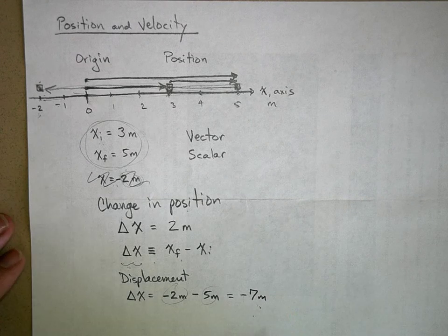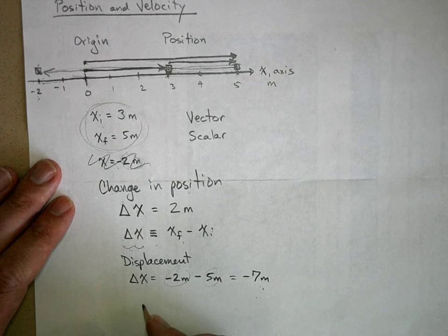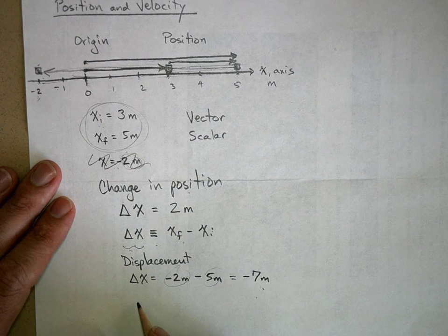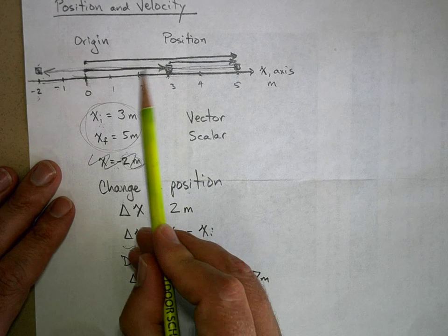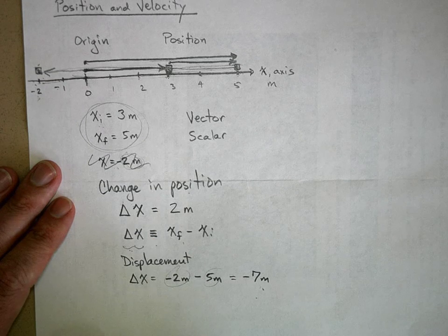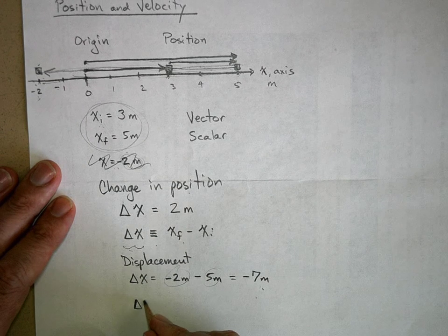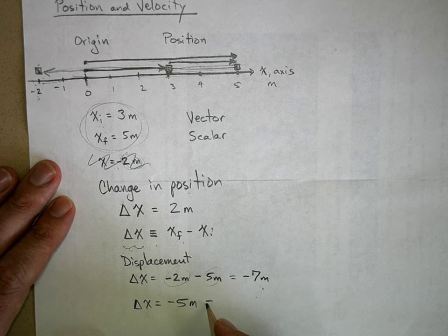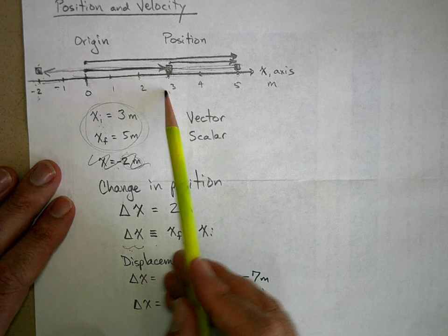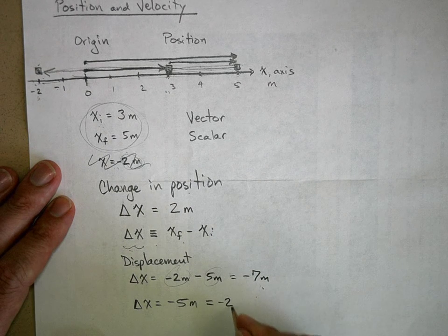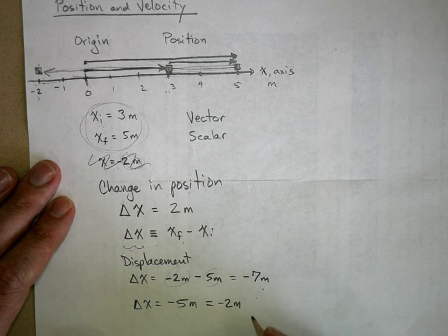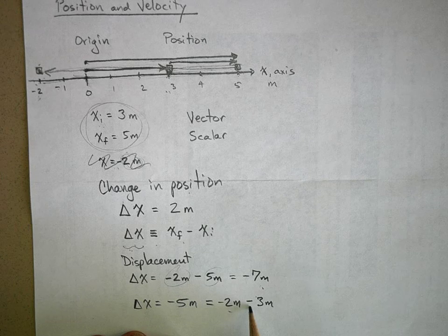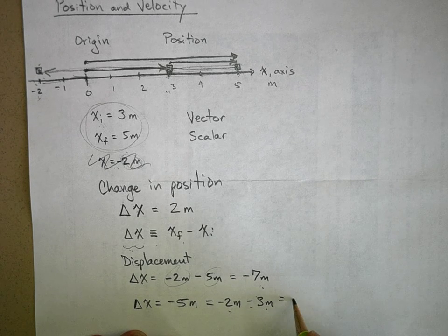So if I start here and go over here to here, I can say, well, delta x, I started here and I go 1, 2, 3, 4, 5 meters to the left. So delta x in that case is equal to -5 meters. But let's be official about it. What's the final position? -2 meters. What was my initial position? 3 meters. So the final position minus the initial position gives me -5 meters.